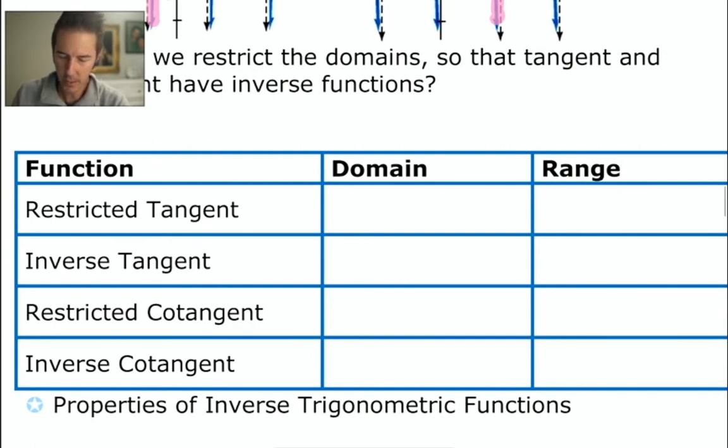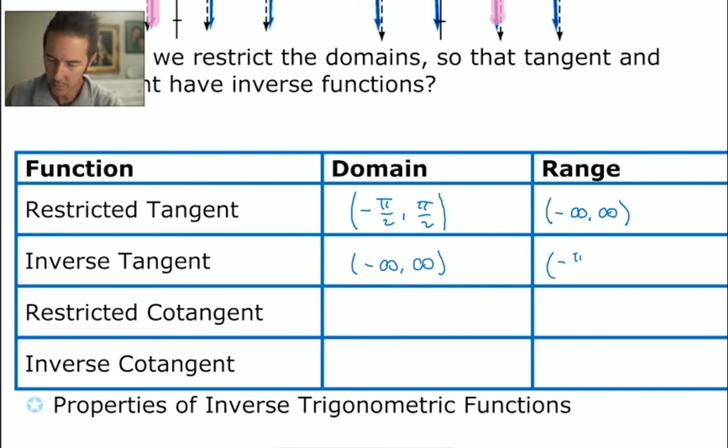We just said that the restricted tangent now goes from negative pi over 2 to pi over 2. This is a little bit different than the sine or cosine because in the tangent graph we have asymptotes. So the domain will have parentheses and exclude those two values. The range here for the tangent function is also unique because it goes from negative infinity to positive infinity. The inverse tangent function, we do indeed still swap the domain and range, going from negative to positive infinity, and here going from negative pi over 2 to pi over 2.